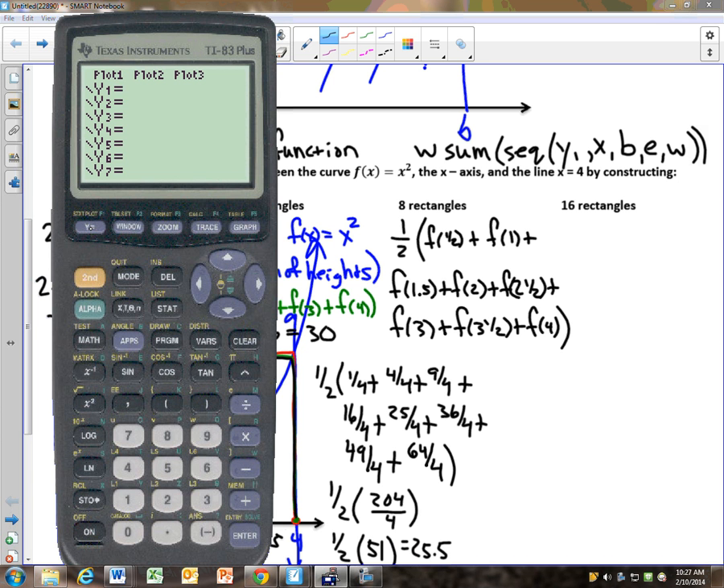Y equals, and that's where we type in our function. What's our function? X squared. Now that you got that, you can exit out. And now we type in our formula. What was our width? 0.5. Sum is a command that we need to be able to grab. I like to grab all my commands from my catalog. So I go second, 0. That brings me to my catalog. Once I'm in my catalog, I can press S for sum.